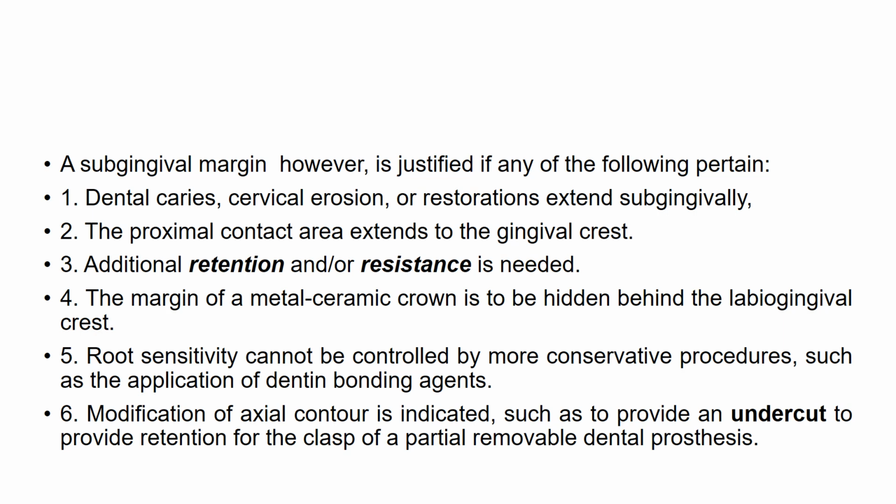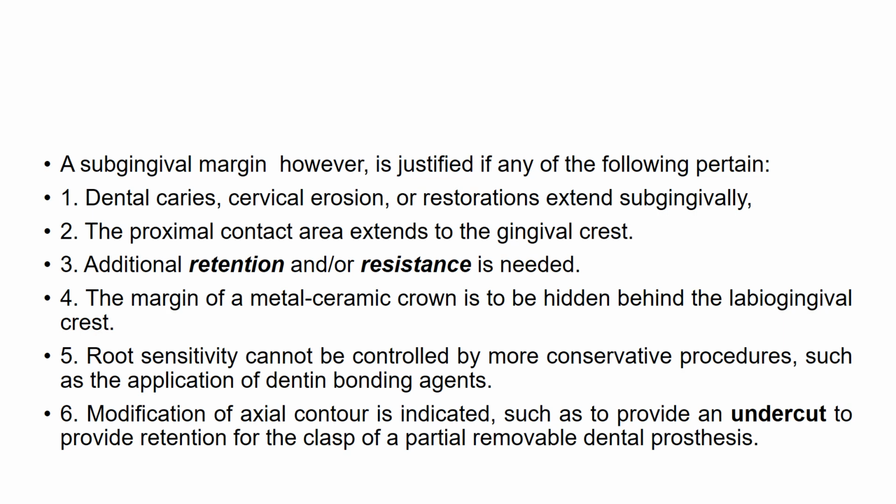We also extend subgingivally when additional retention and resistance is needed. Most often you will see that sometimes in mandibular premolars and maxillary second molars the crown height is very short. In such cases, in order to have a sufficient vertical height of the restoration, we need to extend the margin subgingivally so that we can gain an additional 1 to 2 millimeters of vertical height, which is important for the retention of the retainer of the crown on the abutment teeth.